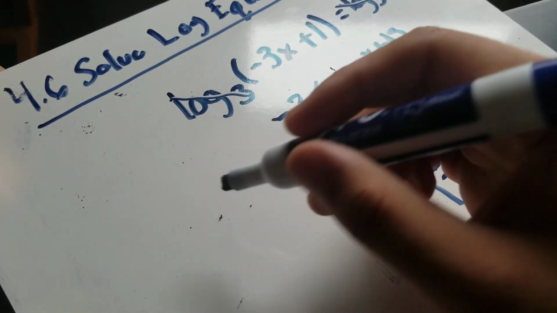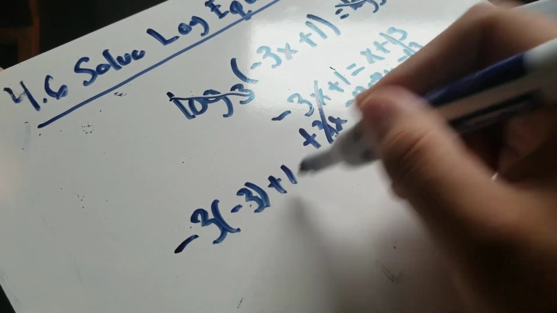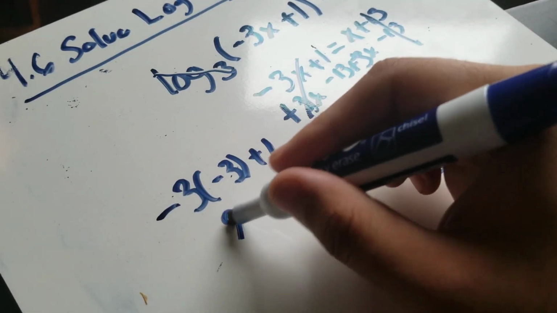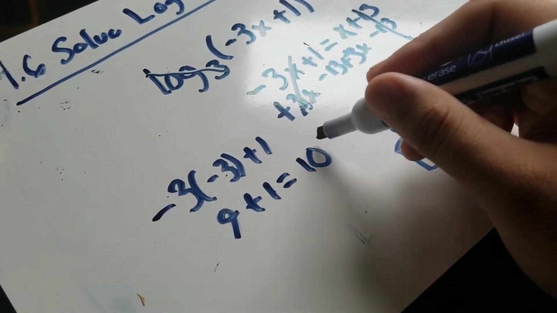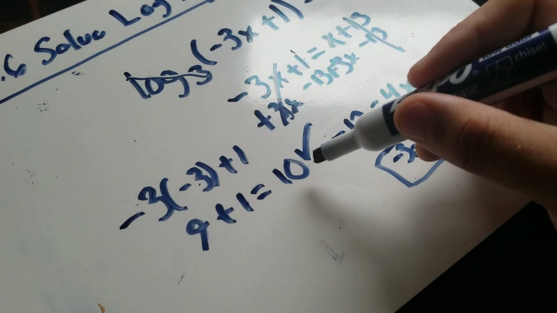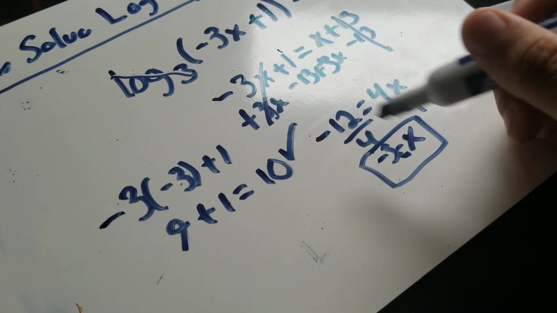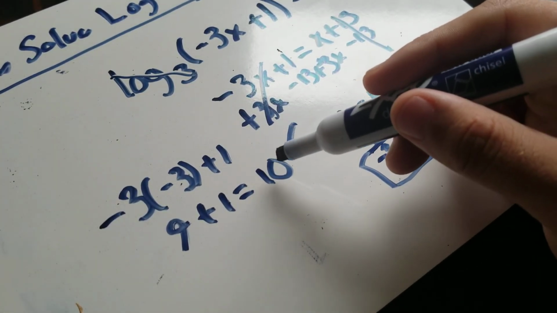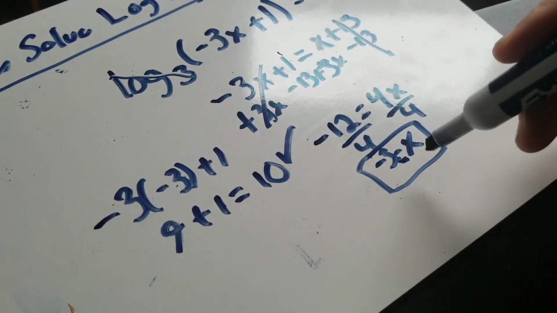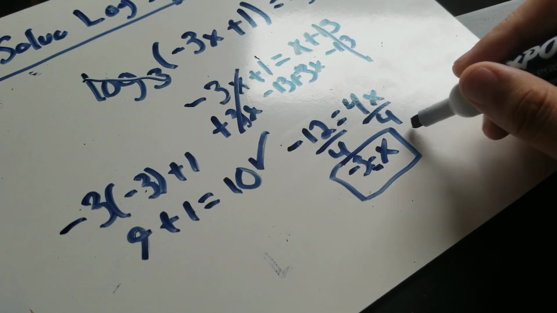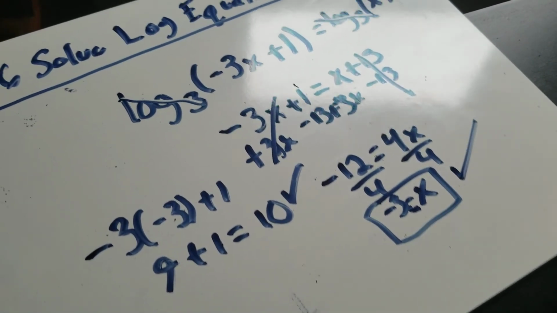I'm going to plug it into the left one. Negative 3 times the negative 3 plus 1. 9 plus 1, because double negative becomes positive. That equals 10. 10 is a positive number. So even though x was negative, the check was positive. As long as the check is positive, we are happy. So negative 3 is a solution.